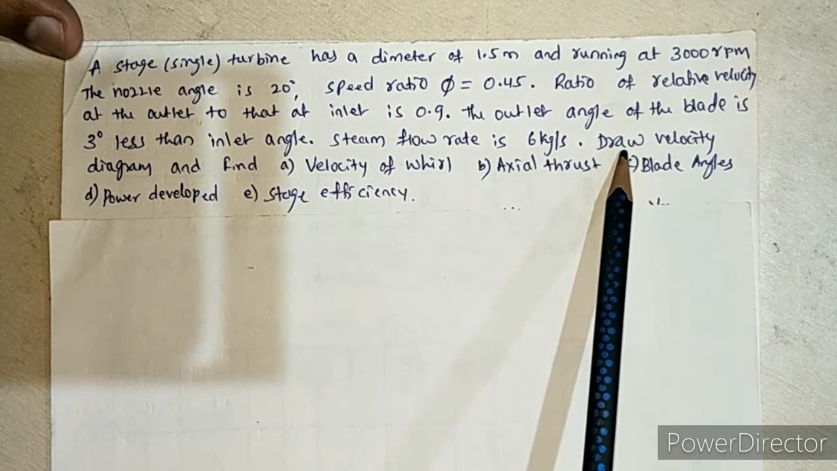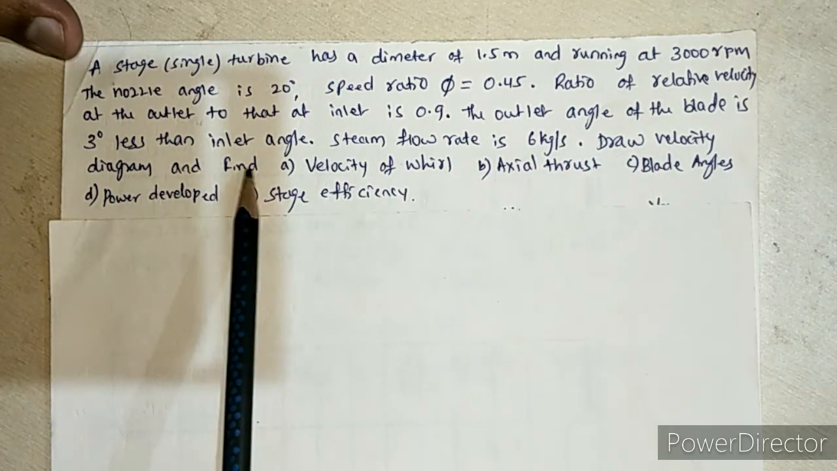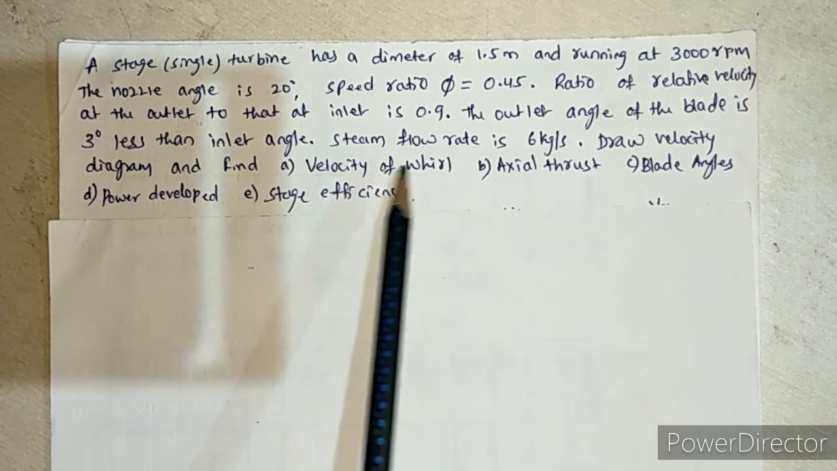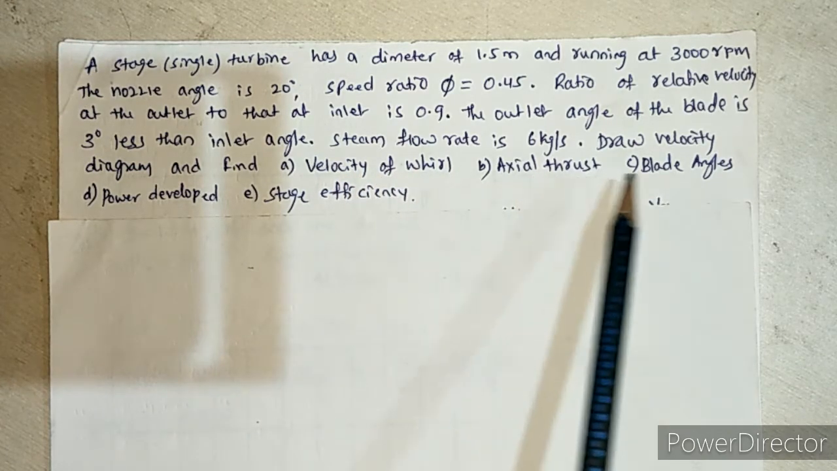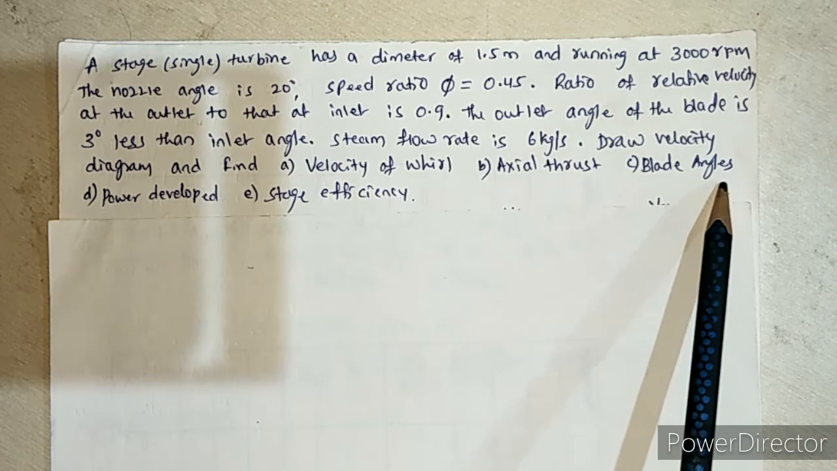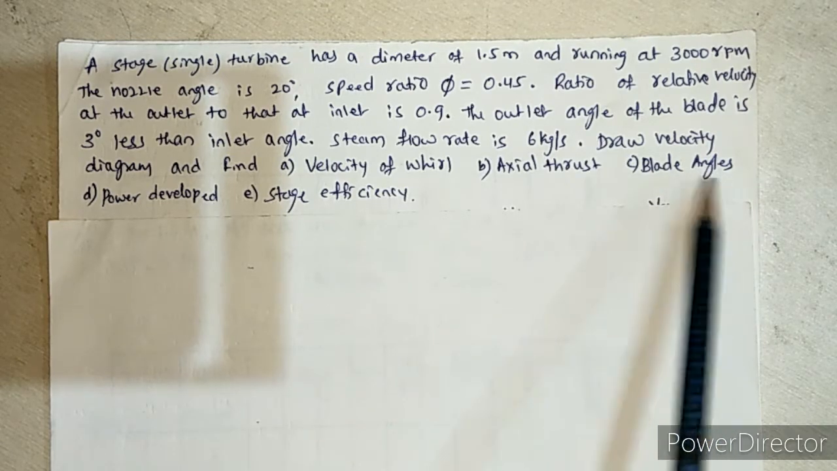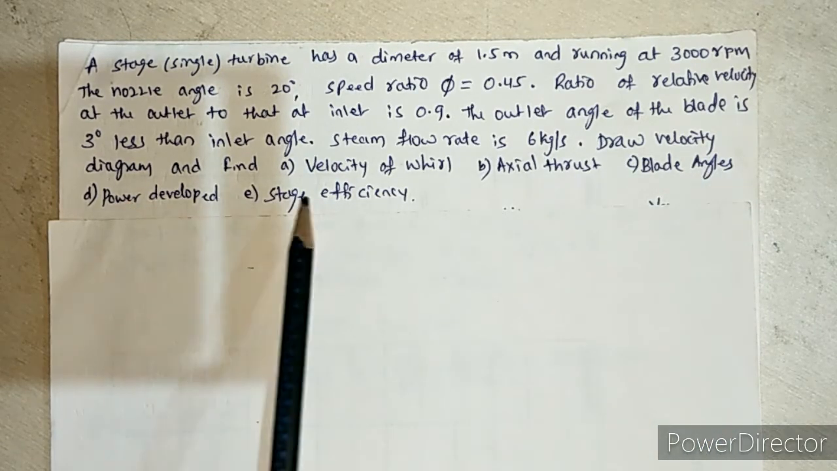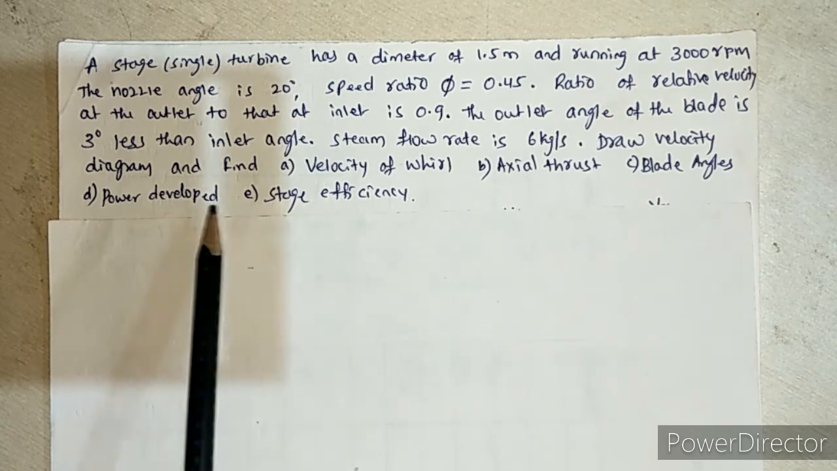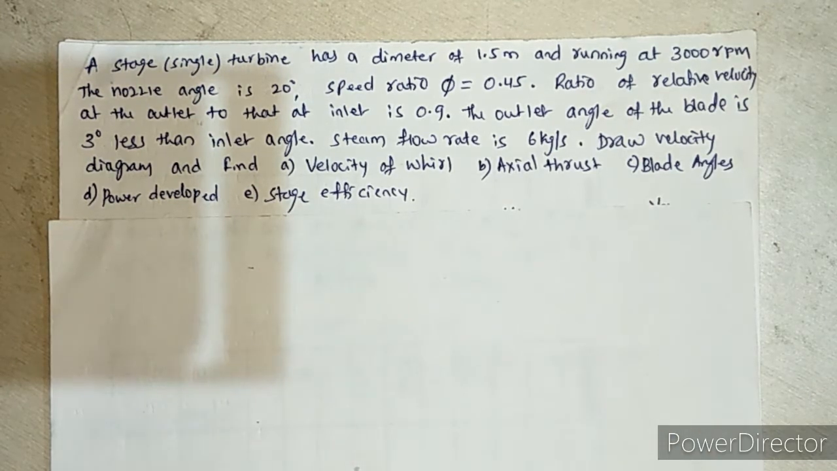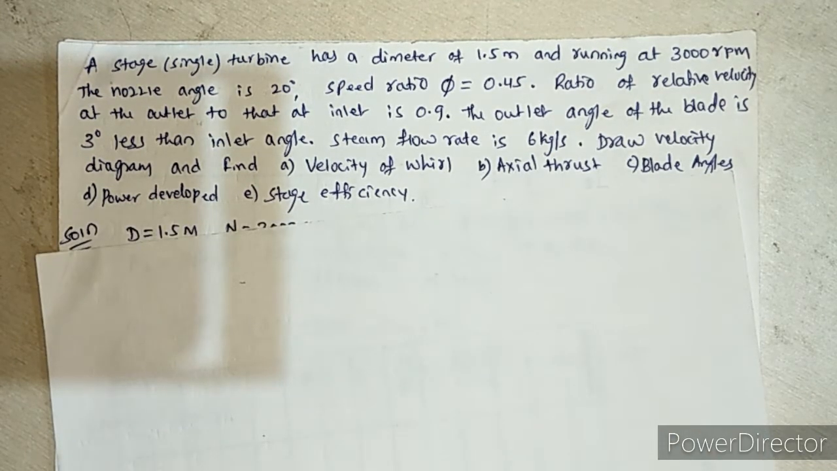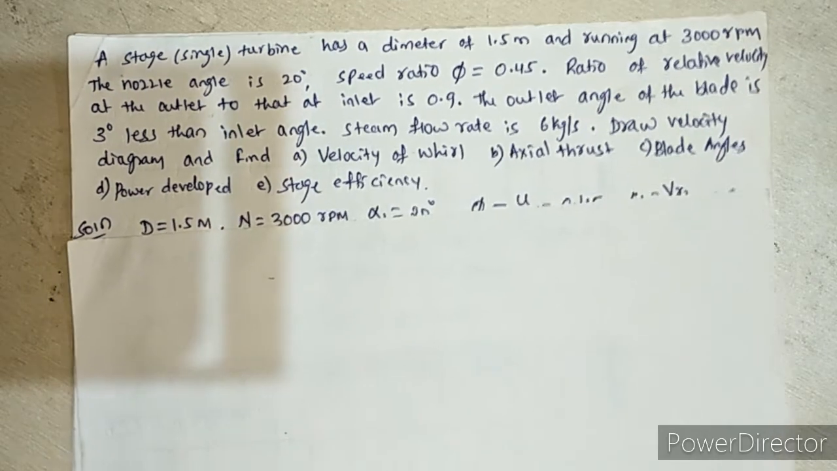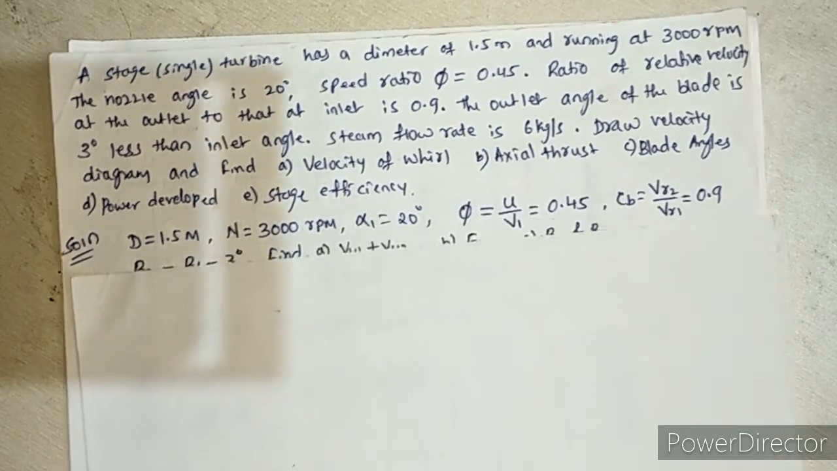So here we need to draw the velocity diagram and find velocity of whirl, then axial thrust, blade angles beta 1 and beta 2, then power developed and stage efficiency. So these are 5 things to be calculated. So first we'll extract the given data as per the problem statement.